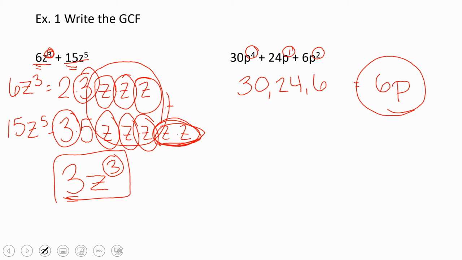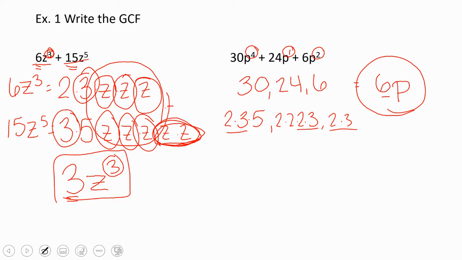Now, if you did not know what the GCF of 30, 24, and 6 was, you have a couple options, and I'll let you know what they are now. You could do the prime factorization of each like we did in the first slide. So 2 times 3 times 5 is 30. For 24, it was 2 times 2 times 2 times 3. And then 6 is 2 times 3. You could say they each have a 2 and a 3 to get 6.